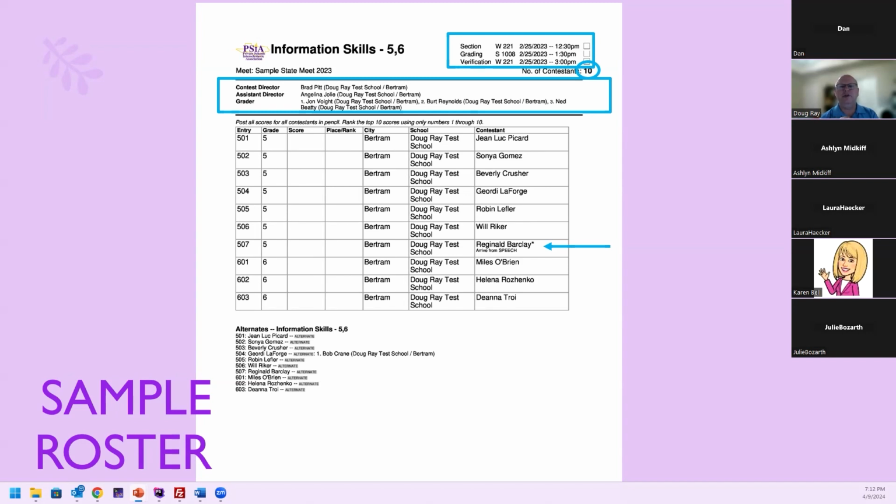That should give your dual entry people enough time to get to their contest. If it doesn't, then that's too bad. You have to start the contest.